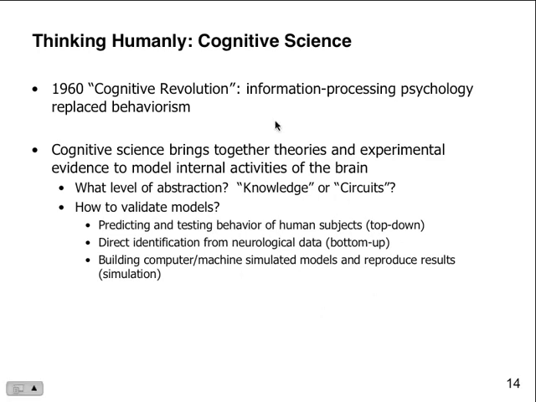So cognitive recognition, information processing, and psychology replaced behaviorism around the 1960s or so. So it brings together the theories of experimental evidence, activities of the brain. So what level of abstraction? Well, we have knowledge or circuits or connections. So a lot of neural networks are actually trying to do this, build connections. A lot of the natural language processing is built in that way with Siri too. But you see this usually with the primitive text programs.